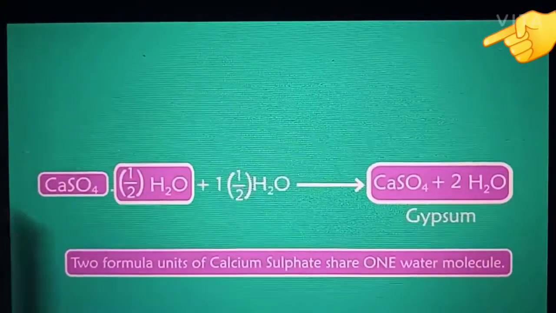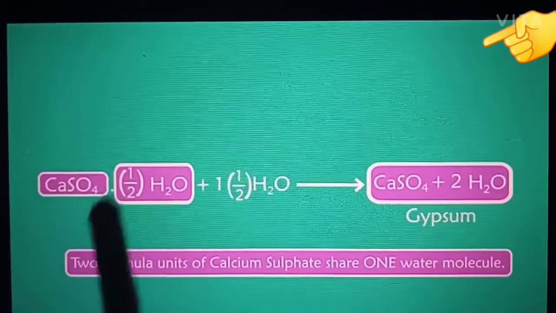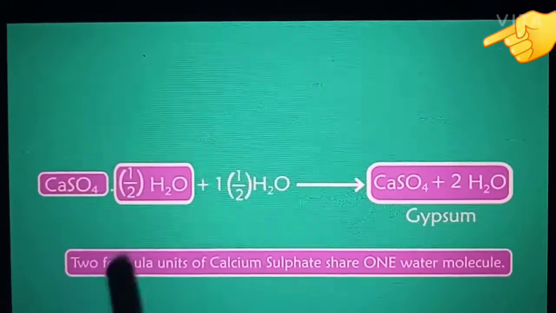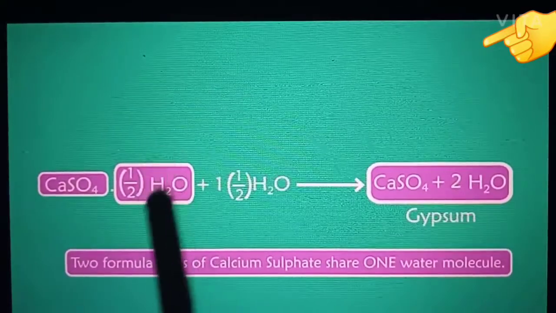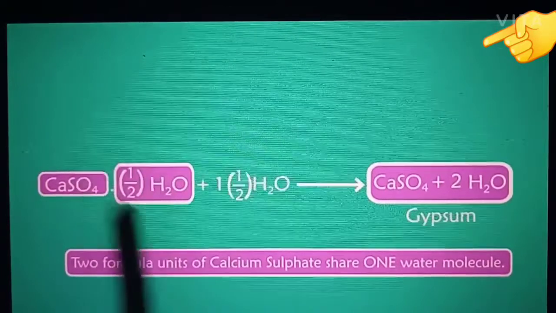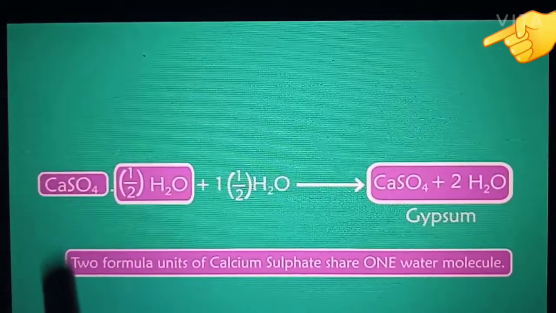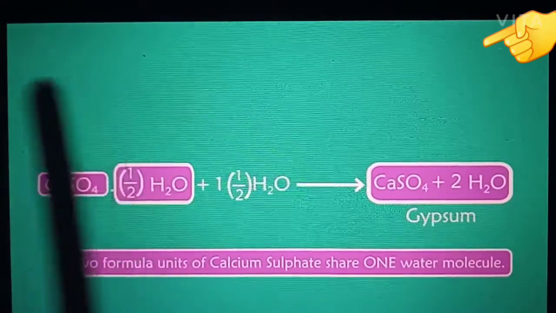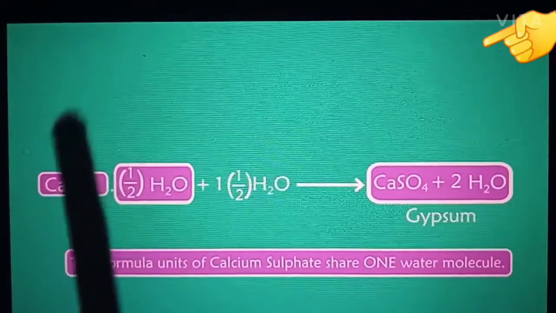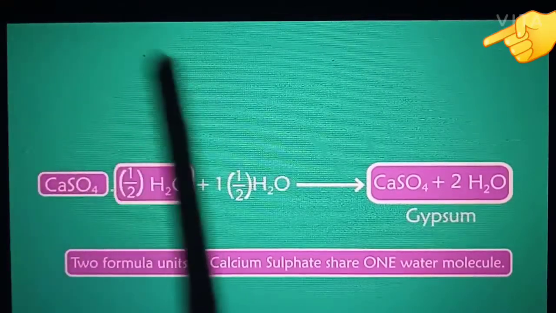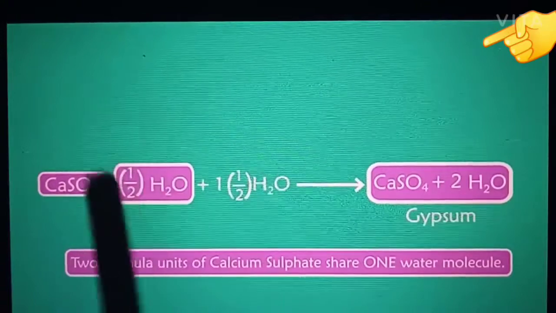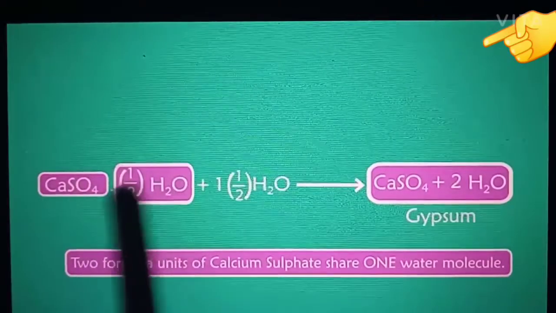That's why calcium sulfate is called hemihydrate. The word hydrate is related to H2O, and hemi is related to half. So remember this: 2 formula units of calcium sulfate share 1 water molecule. That's why calcium sulfate has half a water molecule.